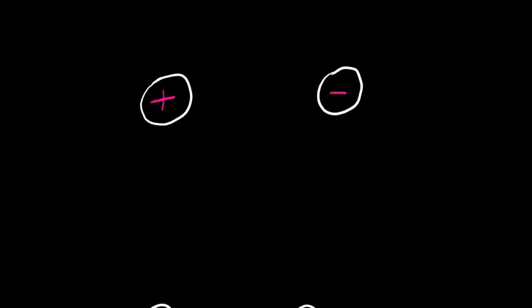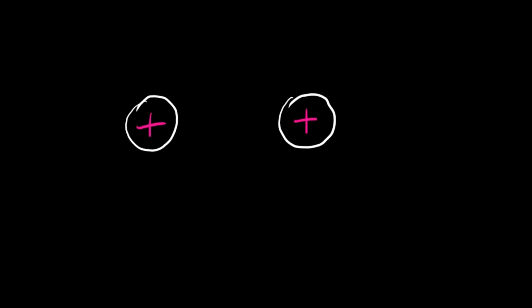Now let us look at a situation whereby we have two spheres. It's positive, positive. We'll come back to that one. Another situation is positive, negative. Then negative, negative. And negative, positive. So let us start with this one. How do we draw the electric field pattern?